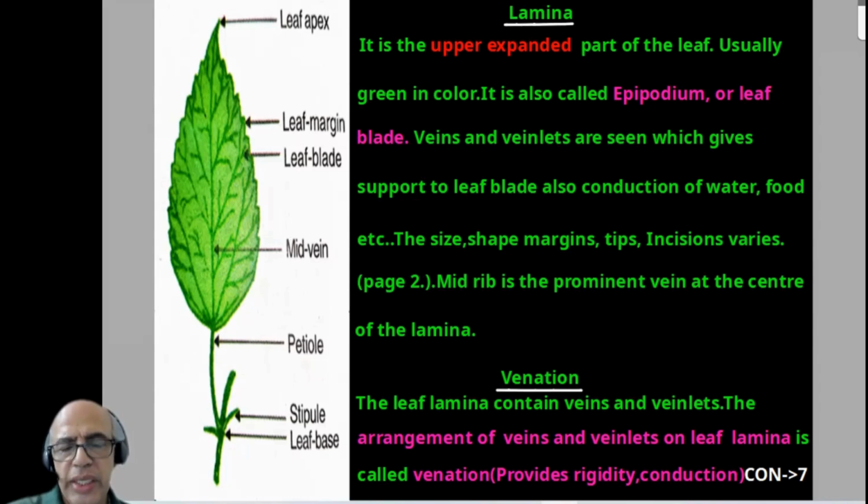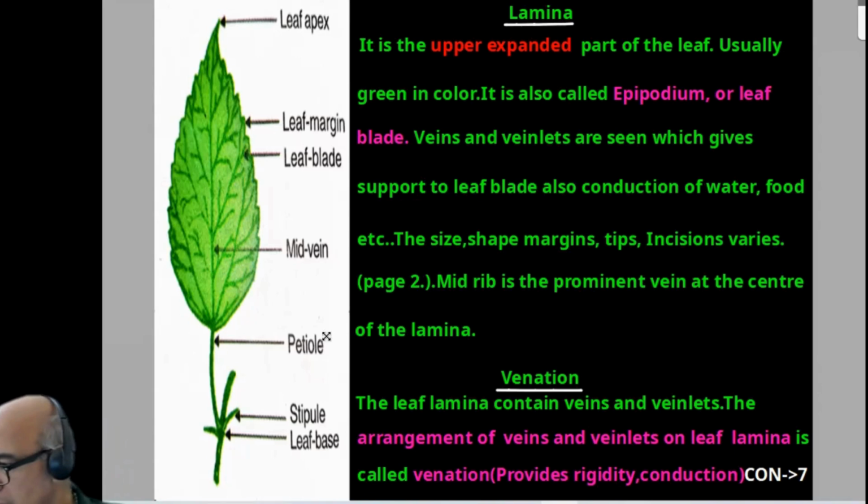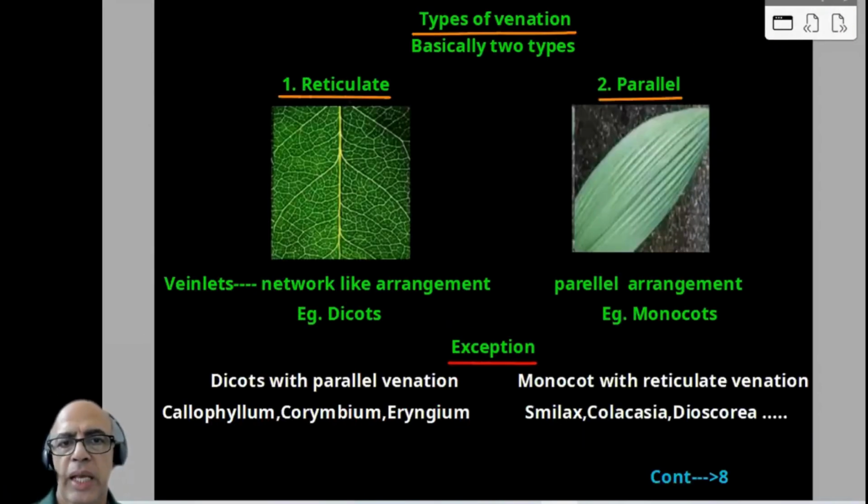So venation means the leaf lamina contains veins and veinlets. The arrangement of veins and veinlets on the leaf lamina is called venation. And venation also provides rigidity, strength, and helps in conduction. I think up to that it is clear. Now we can proceed to further details of venation. Now come the types of venation, basically 2 types. So the pictures are clear. One is reticulate, one is parallel.